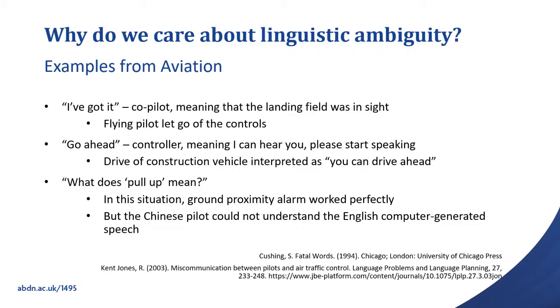In the second example, "Go ahead." In this case, we have a driver of a construction vehicle who wanted permission to drive onto the runway area. They were in communication with the control tower asking whether they could do this. The controller said to them, "Go ahead." What the controller meant was, "I'm listening, please tell me what it is you want to ask me." What the driver of the construction vehicle heard was "go ahead," as in drive ahead. And so they headed off down the runway. Again, not an ideal situation.